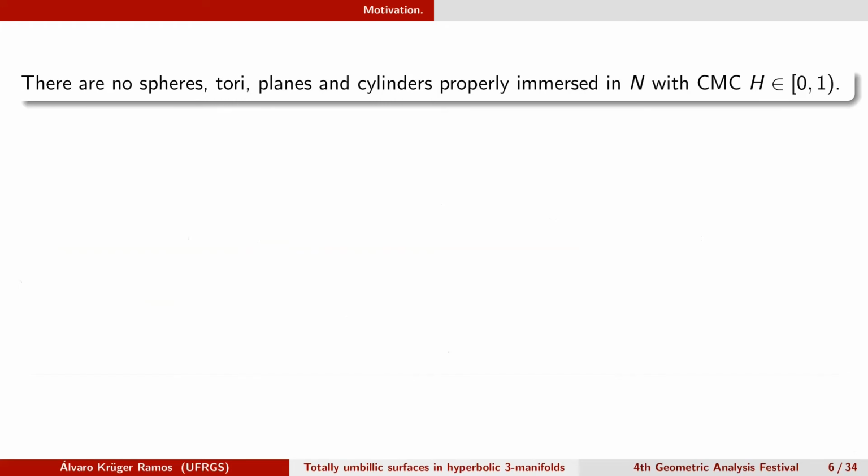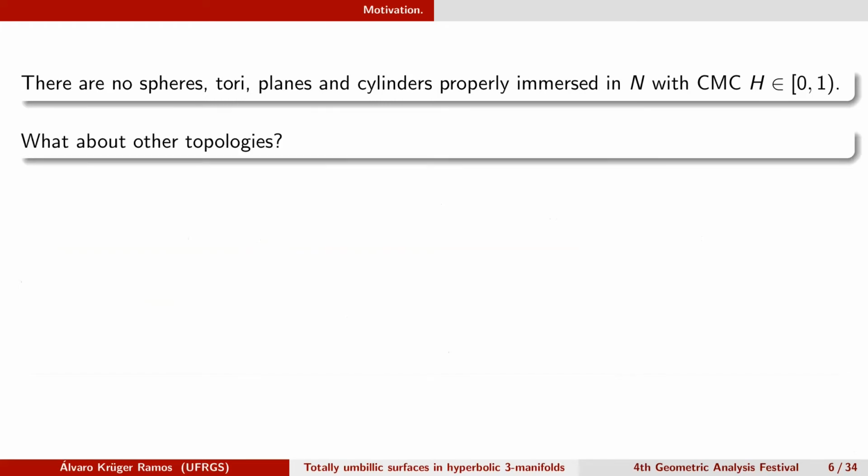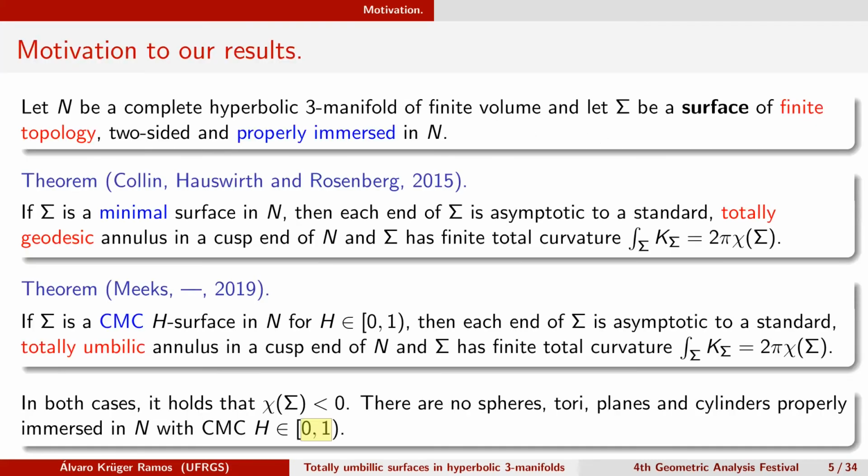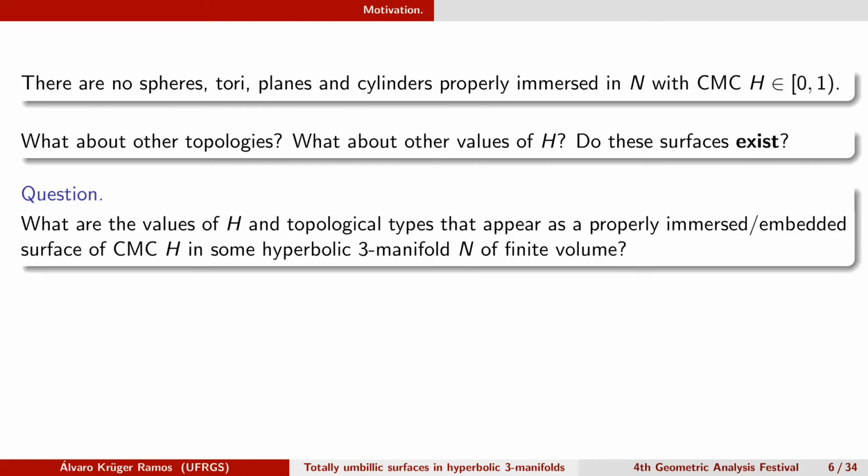And well, this raises some questioning. For instance, what about other topologies? What about other values of H? And in our situation, more importantly, do the surfaces exist? Like, we have this theorem, we would like to know that it's not empty. The minimal case, we know that it's not empty, but for other values of H, we are not sure if it's empty or not. So this was the question: what are the values of H and the topological types that can appear as properly immersed or maybe properly embedded surfaces of constant mean curvature H in some hyperbolic tree manifold of finite volume? This was the first question we asked to understand if our theorem was empty or not.